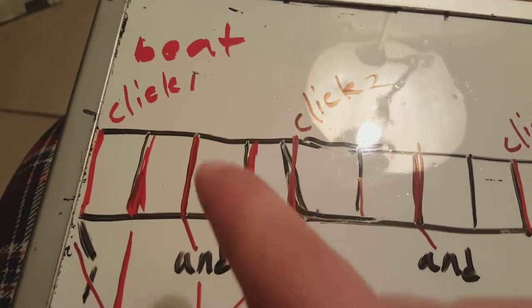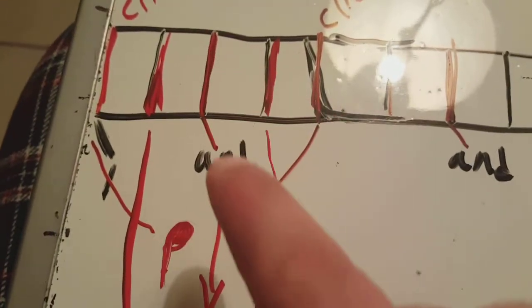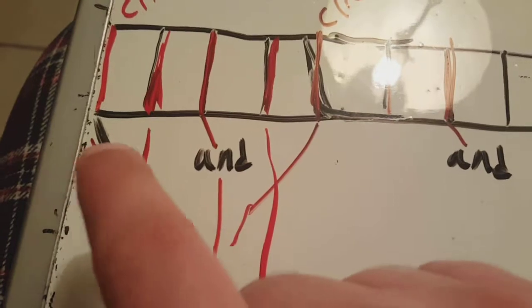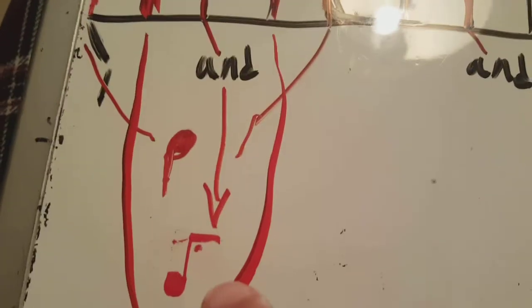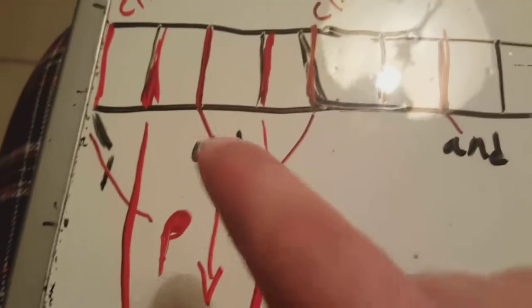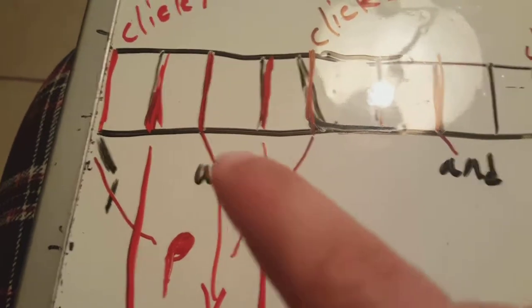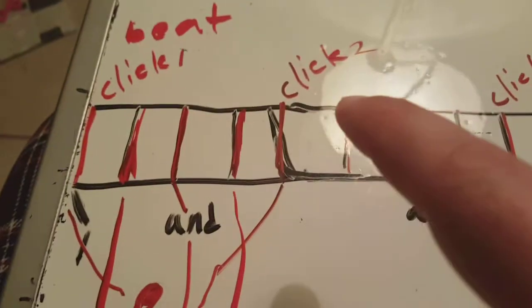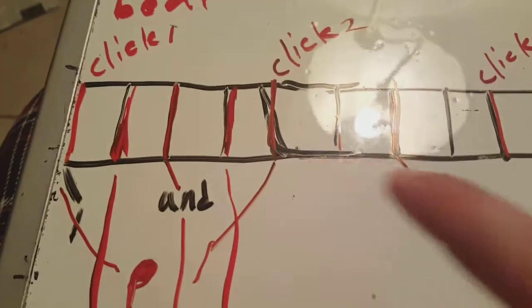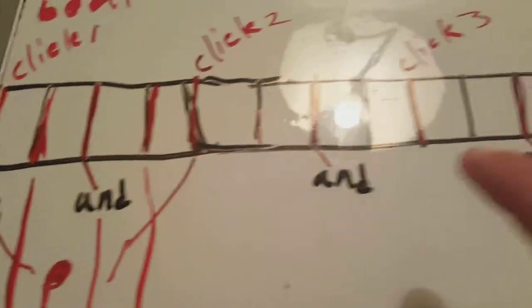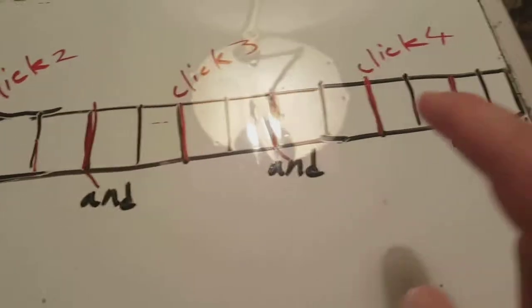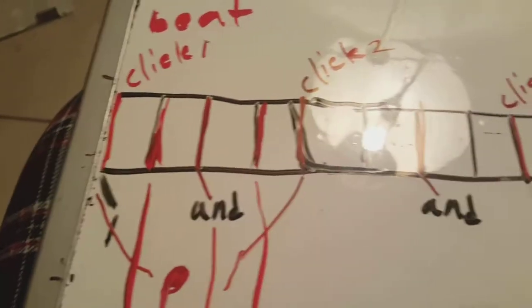So if we were going to break it in half right here, like one and, you get an eighth note. So we go one and two, click two, and so this is like a visual representation of how a measure works.